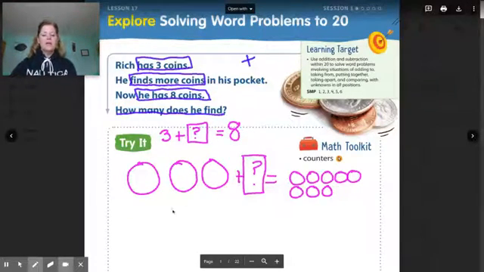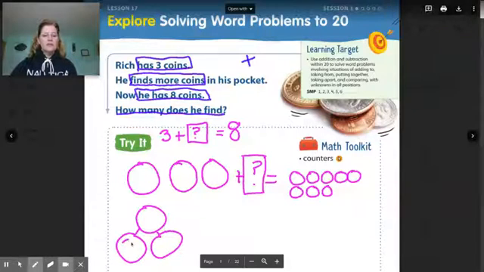Okay, you know me, I also like to make a number bond. He has 3 coins. He finds some more coins. And when we add those together, we have 8 at the end. Okay. So 3 coins plus something equals 8.